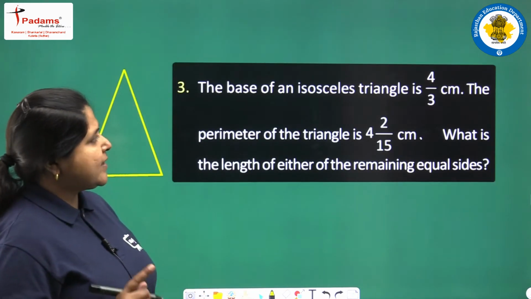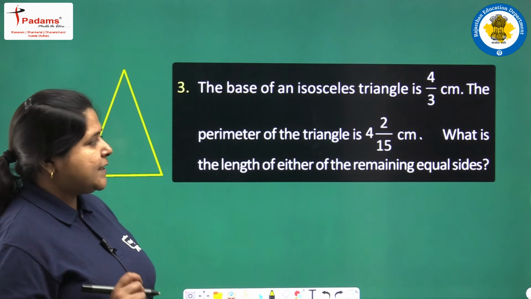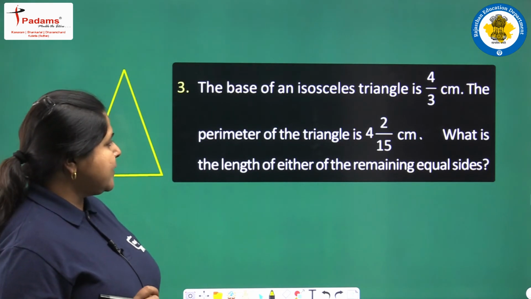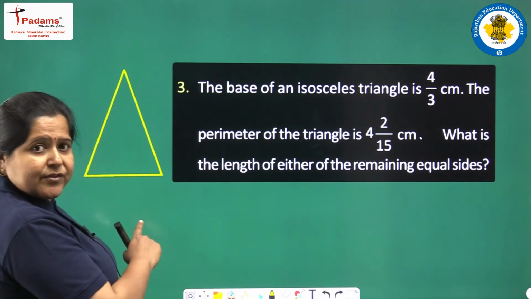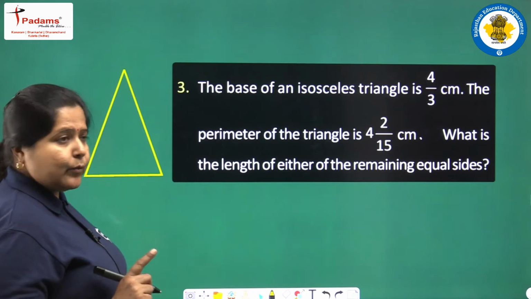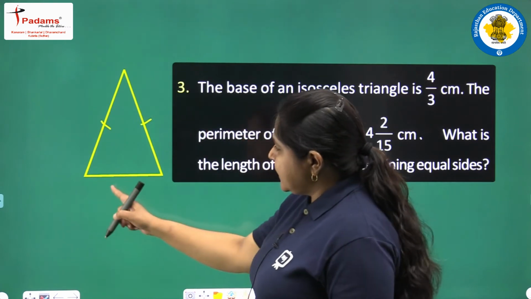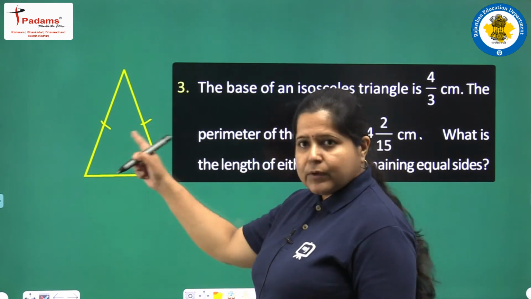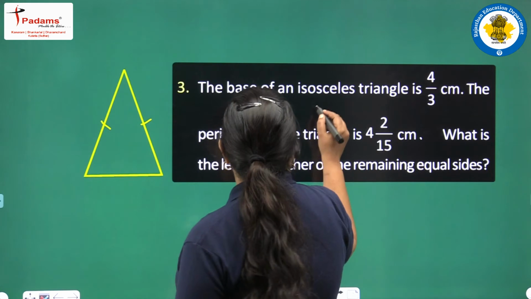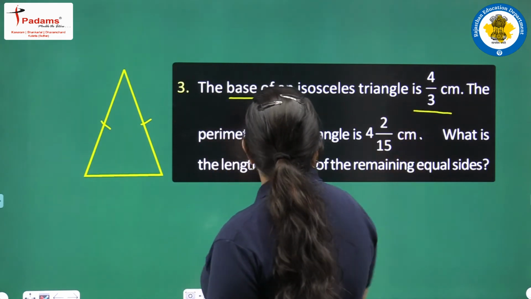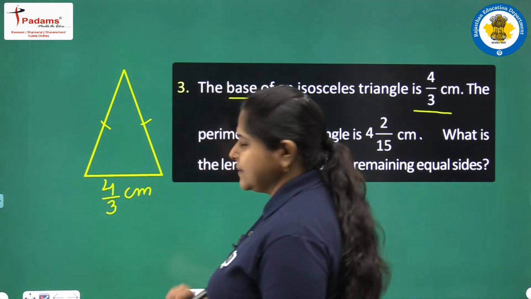The base of an isosceles triangle is 4 by 3 centimeters. The perimeter of the triangle is 4 2 by 15 centimeters. What is the length of either of the remaining equal sides? This is an isosceles triangle. In it, two of its sides are equal. You can see that its two sides are equal, this side and this side, and this is the third side which is not equal to these two sides and it is called the base of the triangle. Here the base of the triangle has been given equal to 4 by 3 centimeters. So, this is equal to 4 upon 3 centimeters.